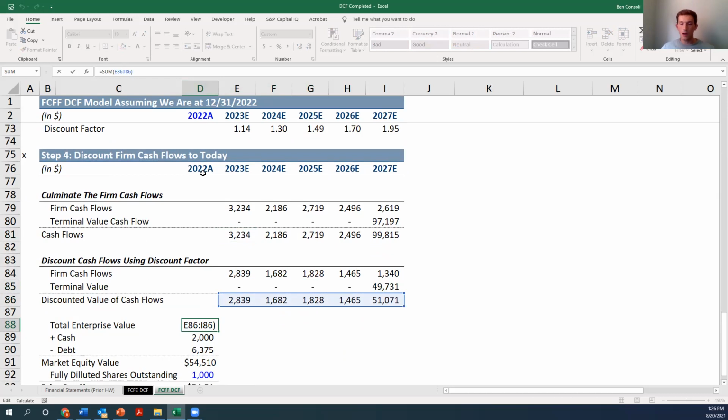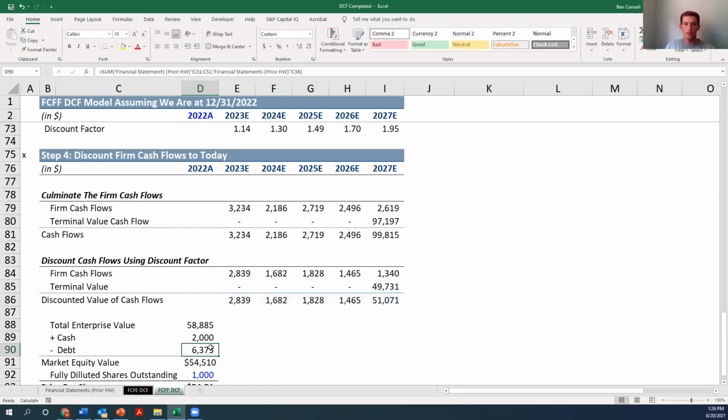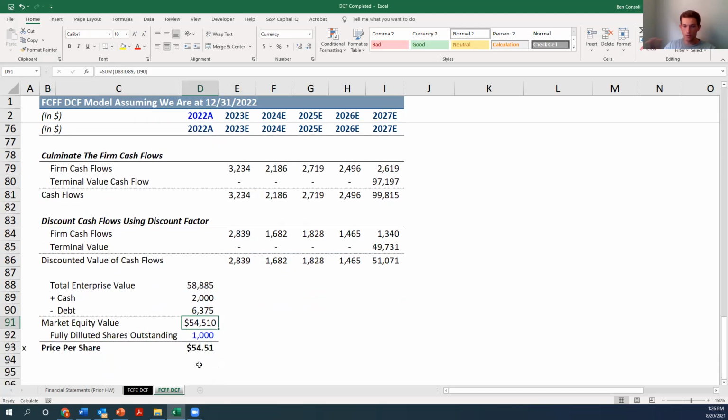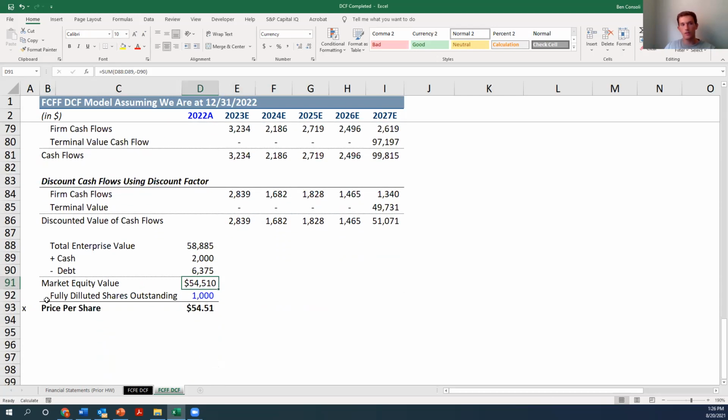And then again, like we talked about, what you're going to have to do from there is convert the enterprise value to equity value. And how you do that is adding cash, because that's available to the equity holders. And then you subtract out net debt, or you just subtract out debt. And that'll get you market equity value of all the cash flows. From there, you can divide by the fully diluted shares outstanding, which again, in this case is 1,000. And you're going to get a per share price of 54.51.